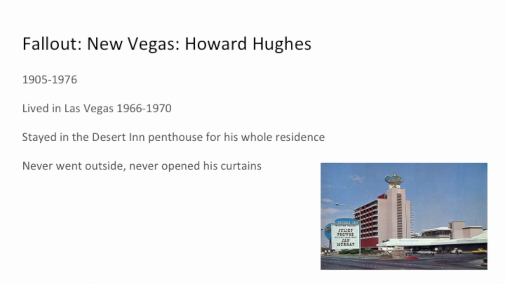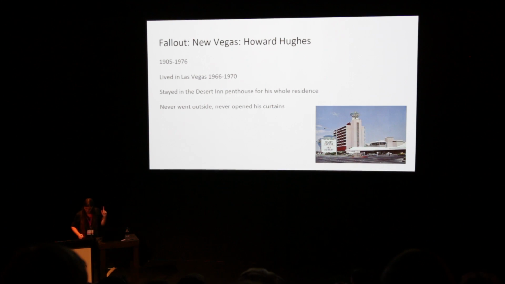So, let's flip out of there for a moment and talk about something from real life. Howard Hughes. Now, if you're not familiar, Howard Hughes was an eccentric business magnate who moved to Las Vegas later in life. He locked himself in the penthouse of the Desert Inn for 4 years while buying out the Strip.